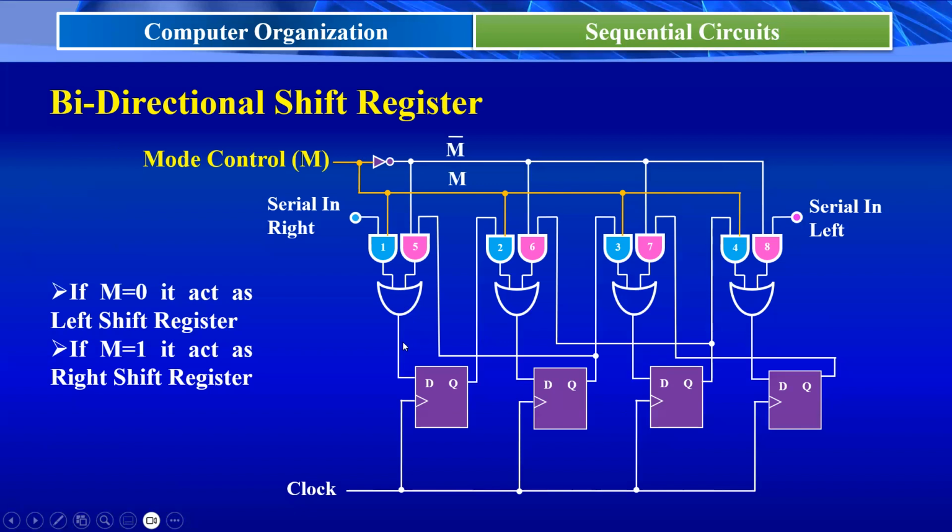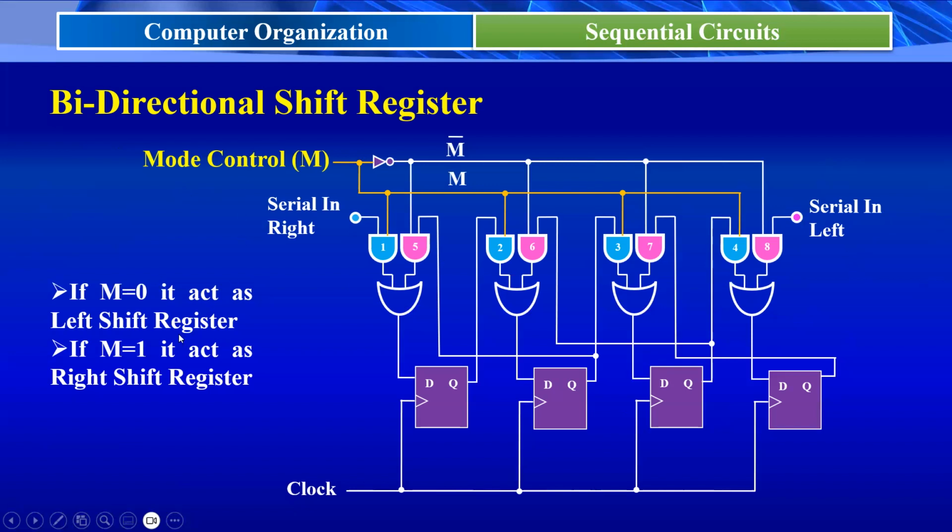So like this, either we shift our data to the left side or right side based on the control signal. If this mode control signal is equal to 0, see here it is equal to 0, that means gate 1, gate 3, gate 2, gate 4 inputs are equal to 0. Once it is 0, then these gate 1, 2, 3, 4 outputs are 0. Then automatically gate 8, gate 7, gate 6, gate 5 are active. Then the data bits are shifting from left hand side to right hand side.